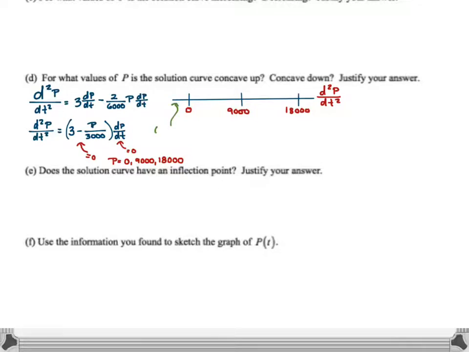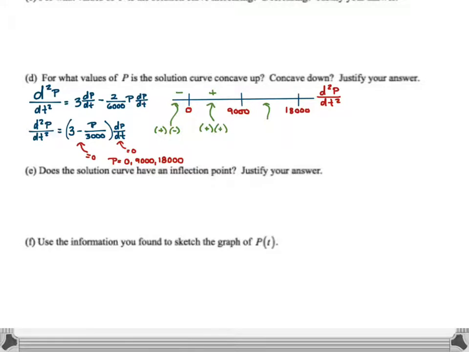If I plug in on the left side, I'm going to get a positive, and then the first derivative is negative. So positive times a negative is a negative. Between 0 and 9,000, the inside of the parentheses comes out to be a positive value. dp/dt on the interval 0 to 9,000 is positive, so that value is positive.